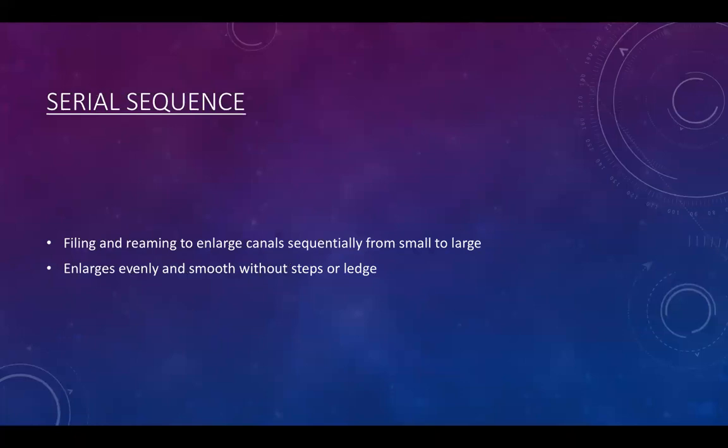Serial sequencing is another one of those crucial points. It is essentially the filing and reaming in a sequential manner in the canal in order to enlarge the canal from small to large files. And this enlarges the canal evenly and smoothens the wall without creating steps or ledges. A lot of these techniques have many overlaps, but the concept is slightly different. So again, filing in a sequence from small to large to enlarge it evenly and smoothly without creating steps.